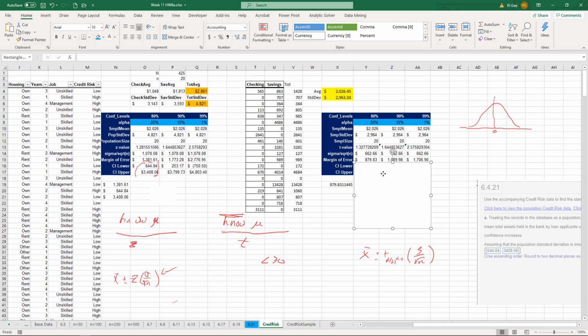Our margin of error is going to be this part here. We're going to take our t and modify it by the effect of the number of sample points, or how many readings we have. So our margin of error comes out as 879.83, and the confidence interval lower is just the mean minus that, and the confidence interval upper is just the mean plus that. There you go. That should wrap it up. I think that's everything you need for 621, and I'm going to wrap this one up and post it as a new video.